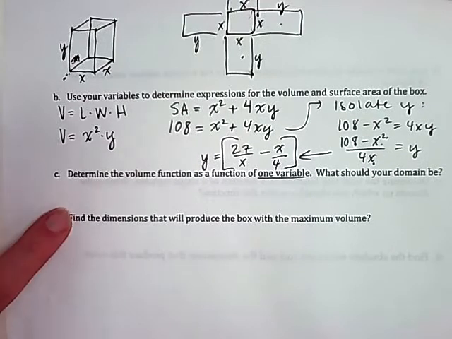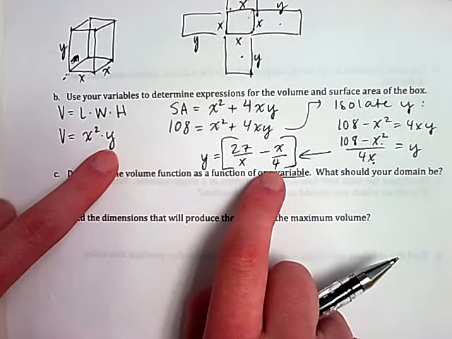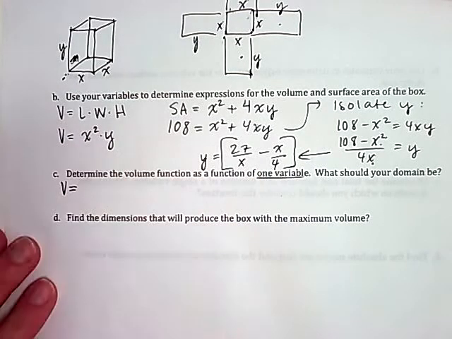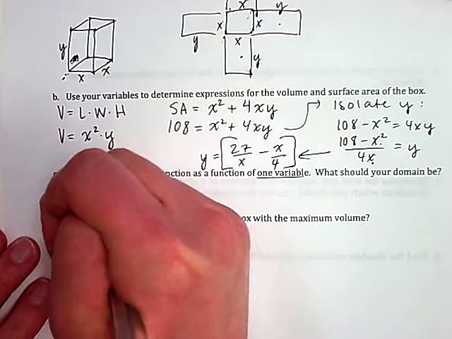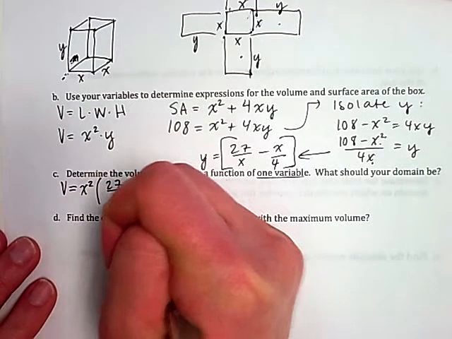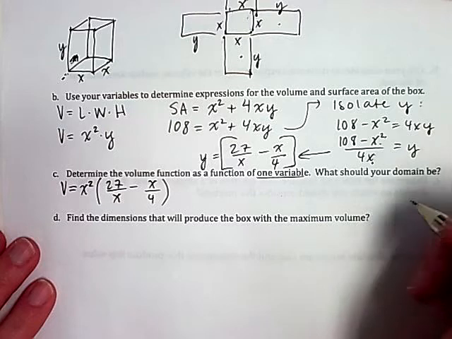So now, when I go to write my volume formula, I'm going to just substitute this expression in for that y, and it's going to give me my volume in terms of just x. So that looks like x squared times the quantity, 27 over x minus x over 4. And the last part of this is to say, what is your domain?